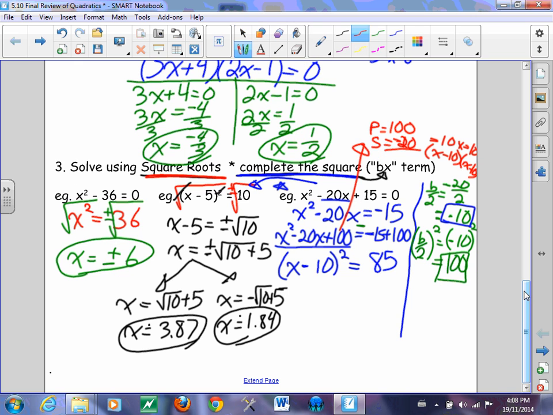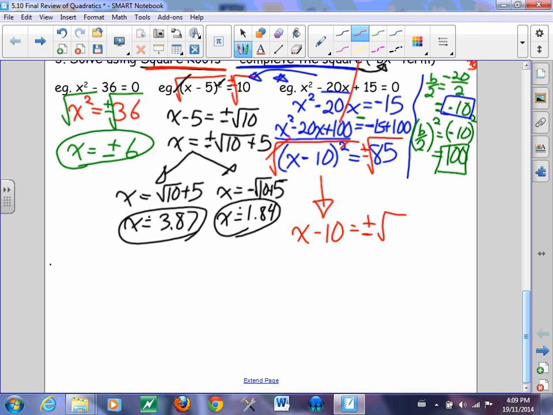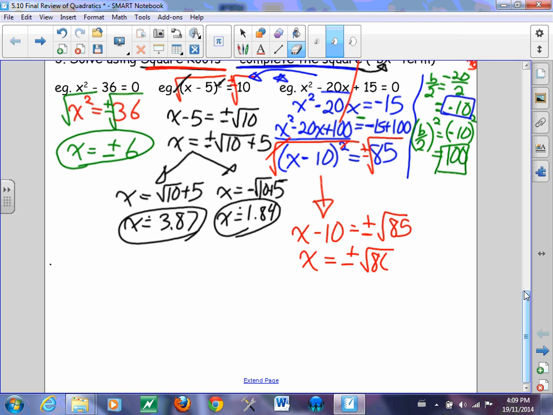All right, now that we've got it like the example 2, we can now say, hey, how do we solve this? Currently it's squared, so you have to take the square root, so those are going to cancel. I'm just going to write this down here, folks, because I'm a little short on space. So we're going to have x minus 10 equals plus or minus the square root of 85. Okay, let's get x by itself. So you're going to bring the negative 10 over. It's going to become positive.